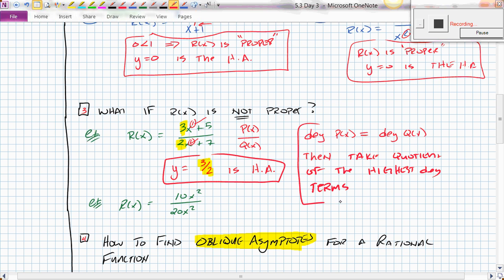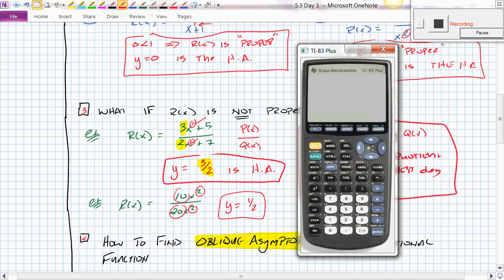Okay, so if the degrees are equal, you take the quotient of the highest degree term. So in this case, we get 3/2. Here's another example, right? R of x is equal to 10x squared over 20x squared. Since both the degrees are a 2, they are equal, then I take the coefficient of 10 divided by 20, which is 1/2. So y equals 1/2 is guaranteed to be the horizontal asymptote.